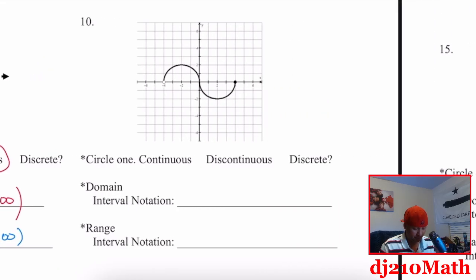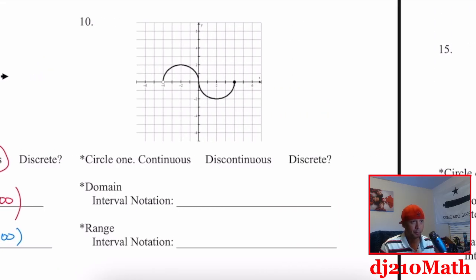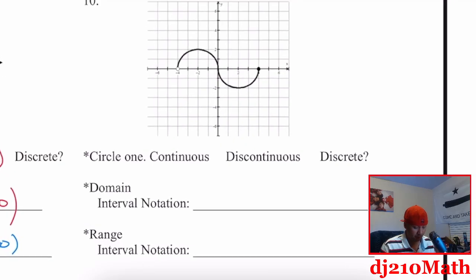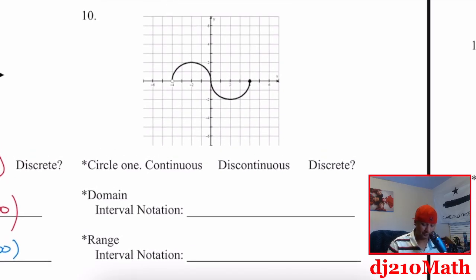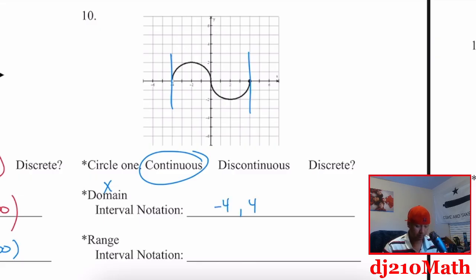Okay. 10, halfway through. All right, I'm looking at the graph. I see just one line. Looks kind of like a little S turned on its side. So it's continuous. There's no breaks. The domain, the x's, most left to most right. -4, +4. On the left, we have open circle, so parentheses. And on the right, closed circle, bracket.